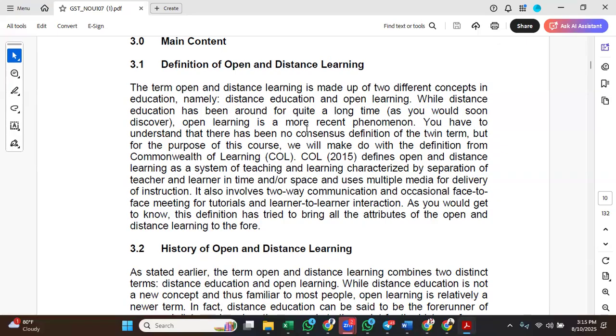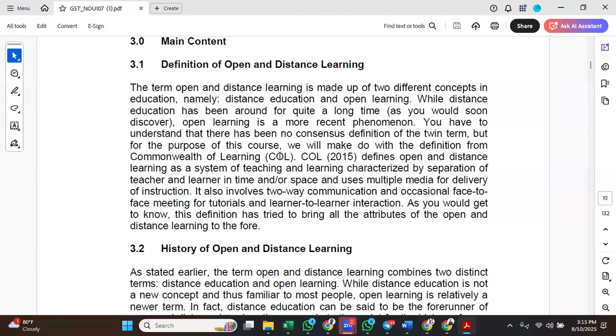So what is now the difference between the 2? You have to understand that there has been no consensus definition of the twin term, but for the purpose of this course, we will make do with the definition from Commonwealth of Learning. That's the meaning of COL. Commonwealth of Learning, please. COL. Commonwealth of Learning. That's what it means.